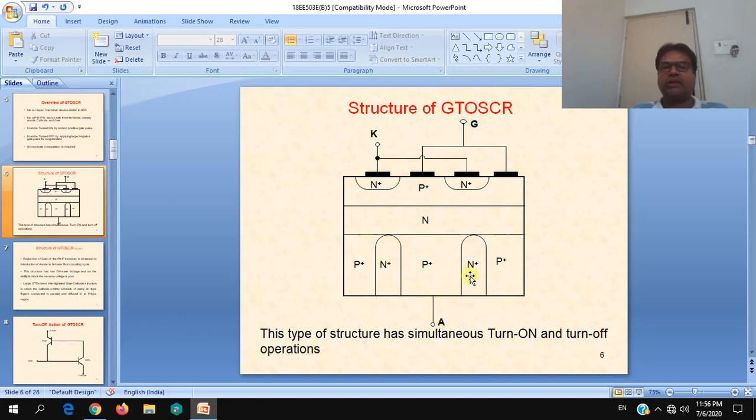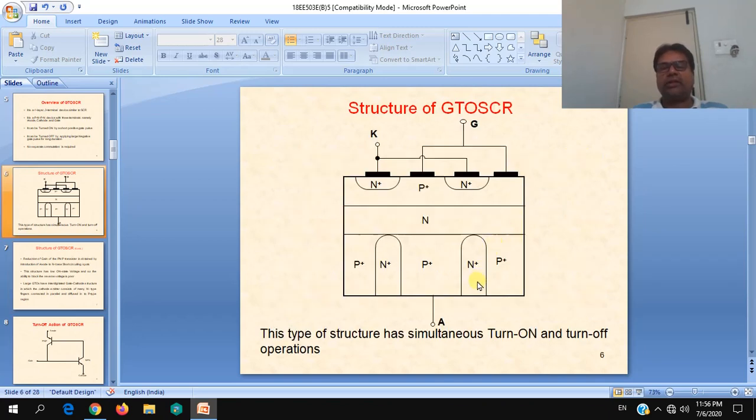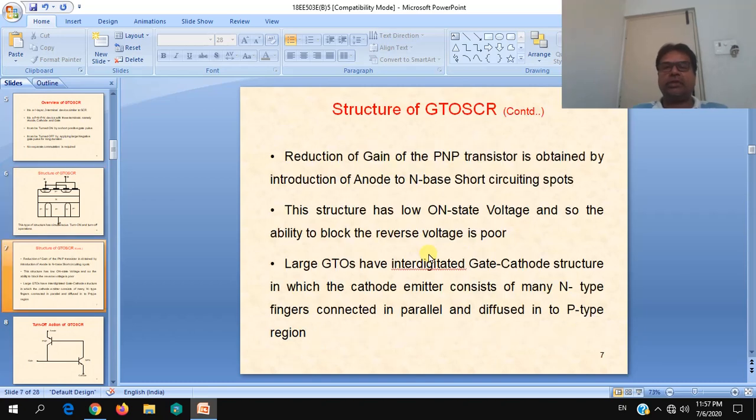Because of this structure, it will be useful. Reduction of gain of the PNP transistor is obtained by introduction of anode to N-base short circuiting spots. These are called the short circuiting spots. Number of N layers, which are called fingered N layers, will be there inside the P layer. Apart from these things, all the layers will be doped just similar to SCR.